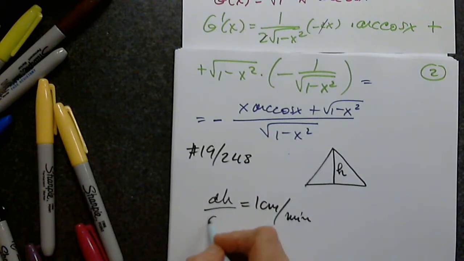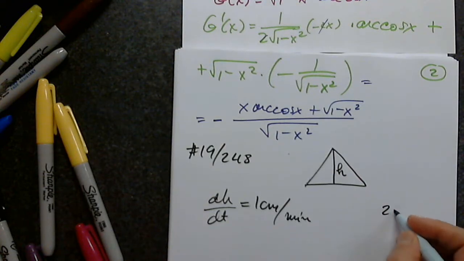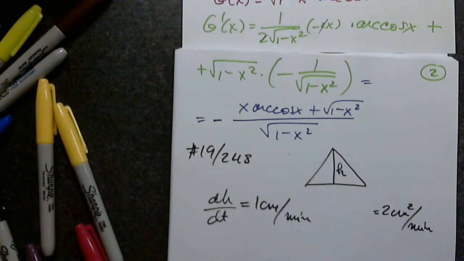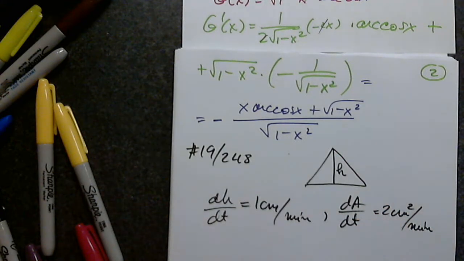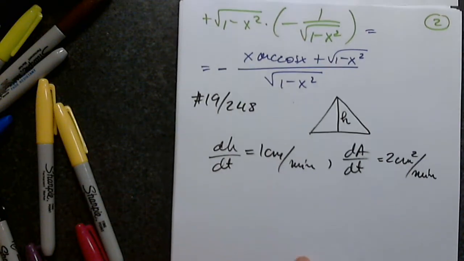Good. While the area of the triangle is increasing at a rate of 2 centimeters squared per minute. dA over dt. Perfect. At what rate is the base of the triangle changing?